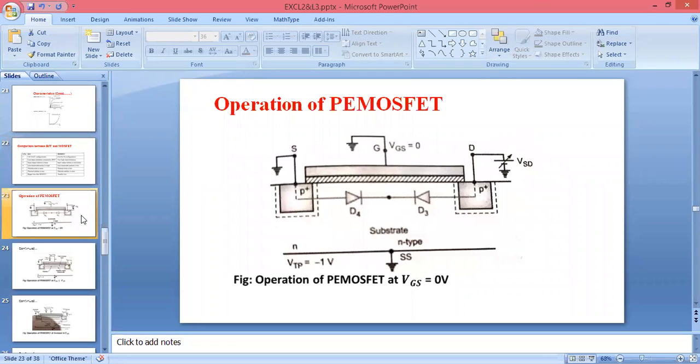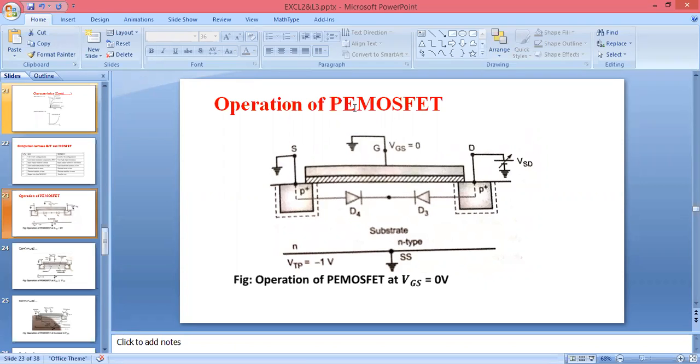Yesterday we have seen the operation of an N-channel enhancement MOSFET. Today we will see the operation of a P-channel enhancement MOSFET. When does the MOSFET start working? In enhancement mode we have seen the channel is not permanently present. We have to create the channel. Why do we have to create the channel? Because when we create the channel, at that time current will flow.